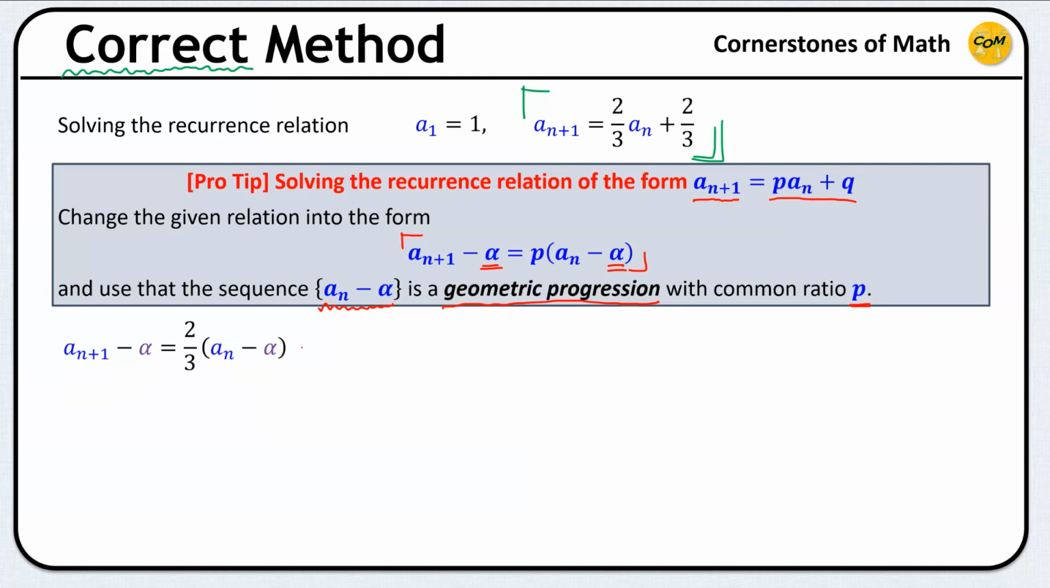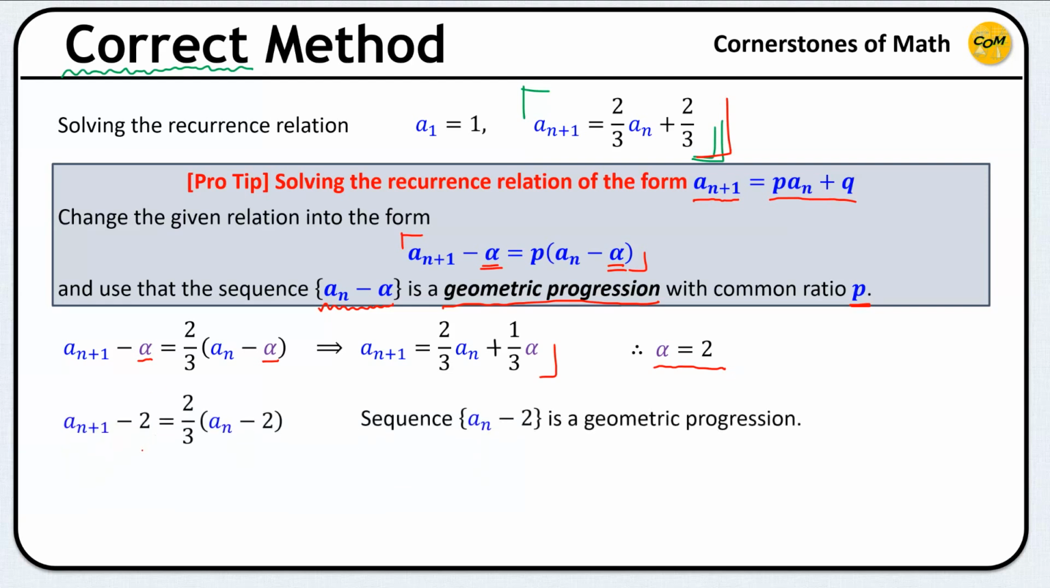To apply this to our given relation, let us change the given recurrence relation into the form a_{n+1} minus alpha equals 2/3 times (a_n minus alpha). This simplifies to a_{n+1} equals 2/3 a_n plus 1/3 alpha. If we compare this to the originally given recurrence relation, we know that alpha equals 2, which happens to be the value that we obtained previously from the wrong method. Coincidence? Well, you think about it after watching the entire video.